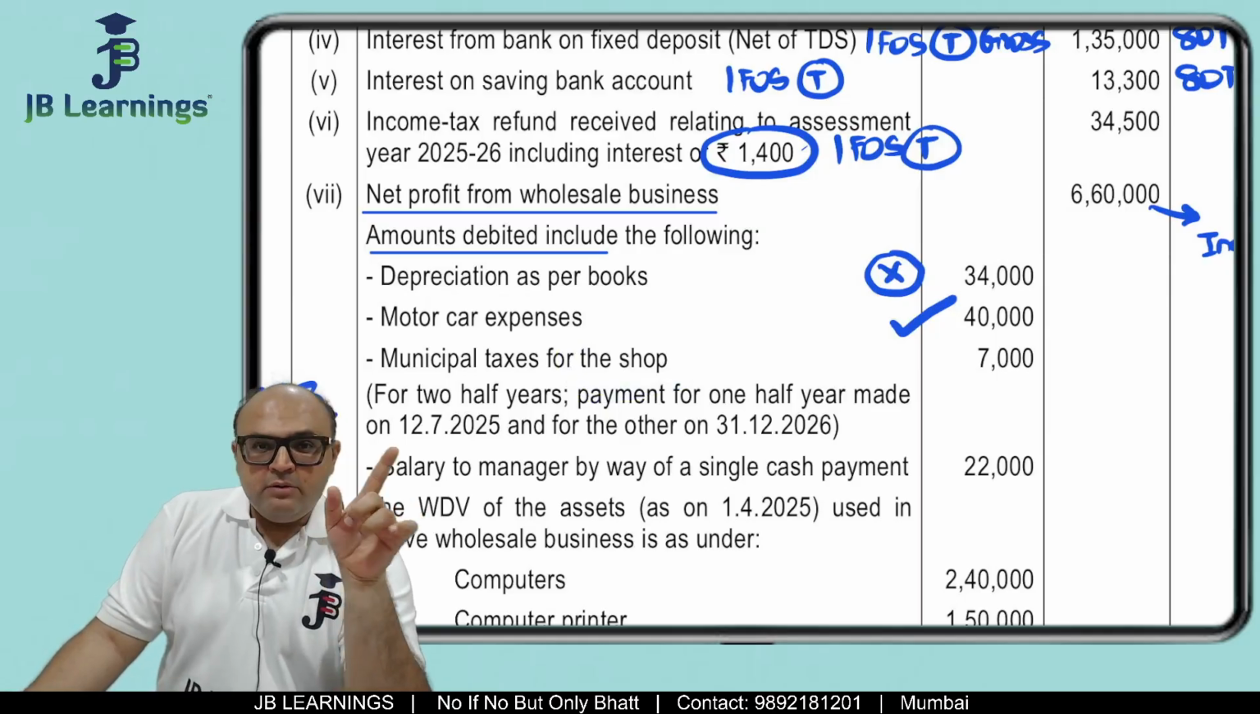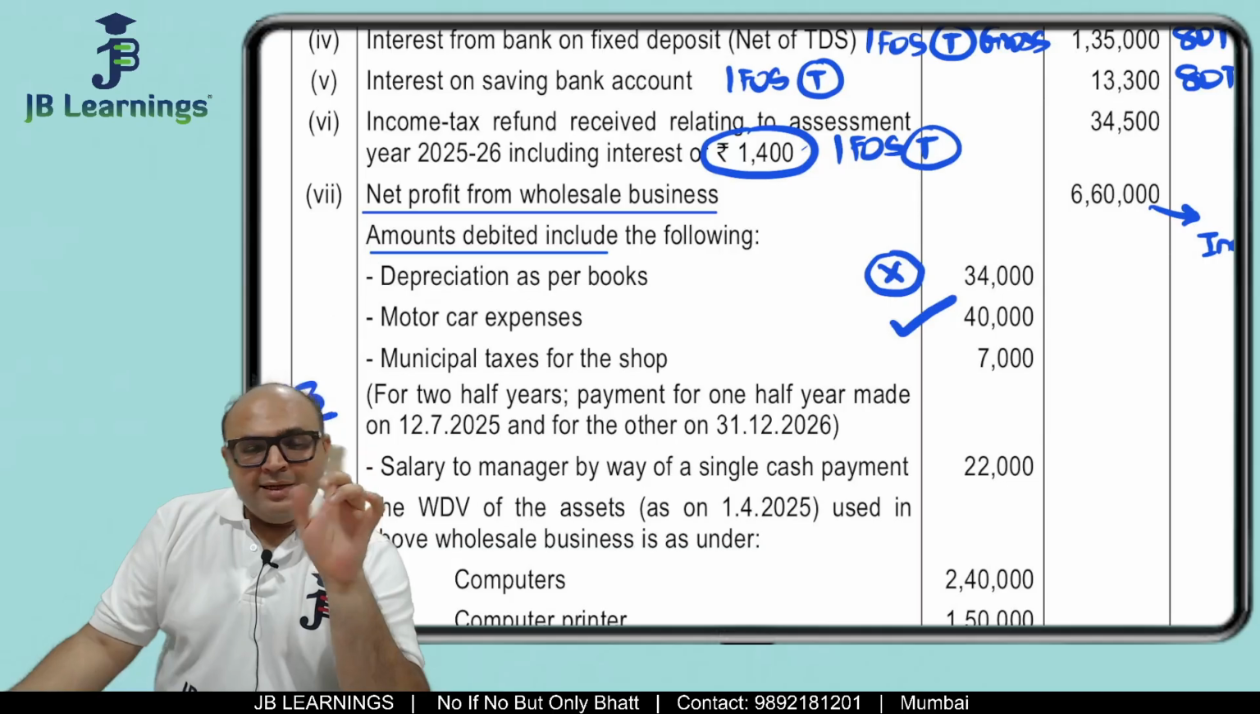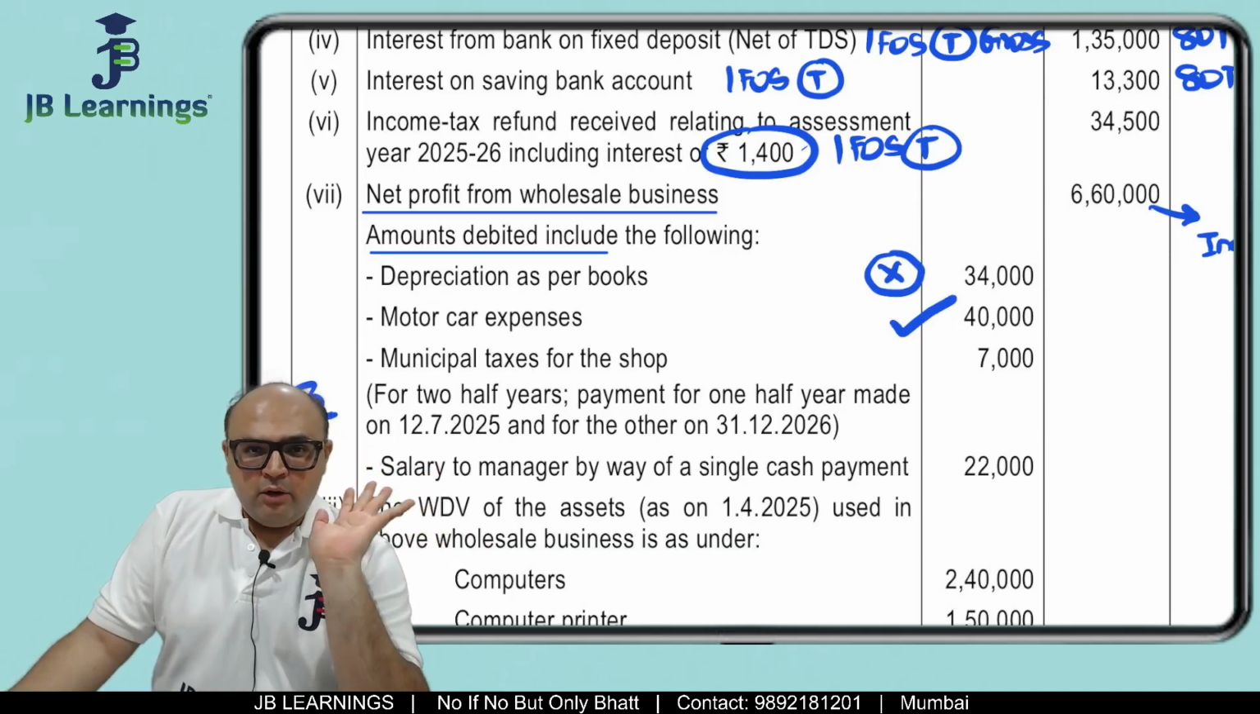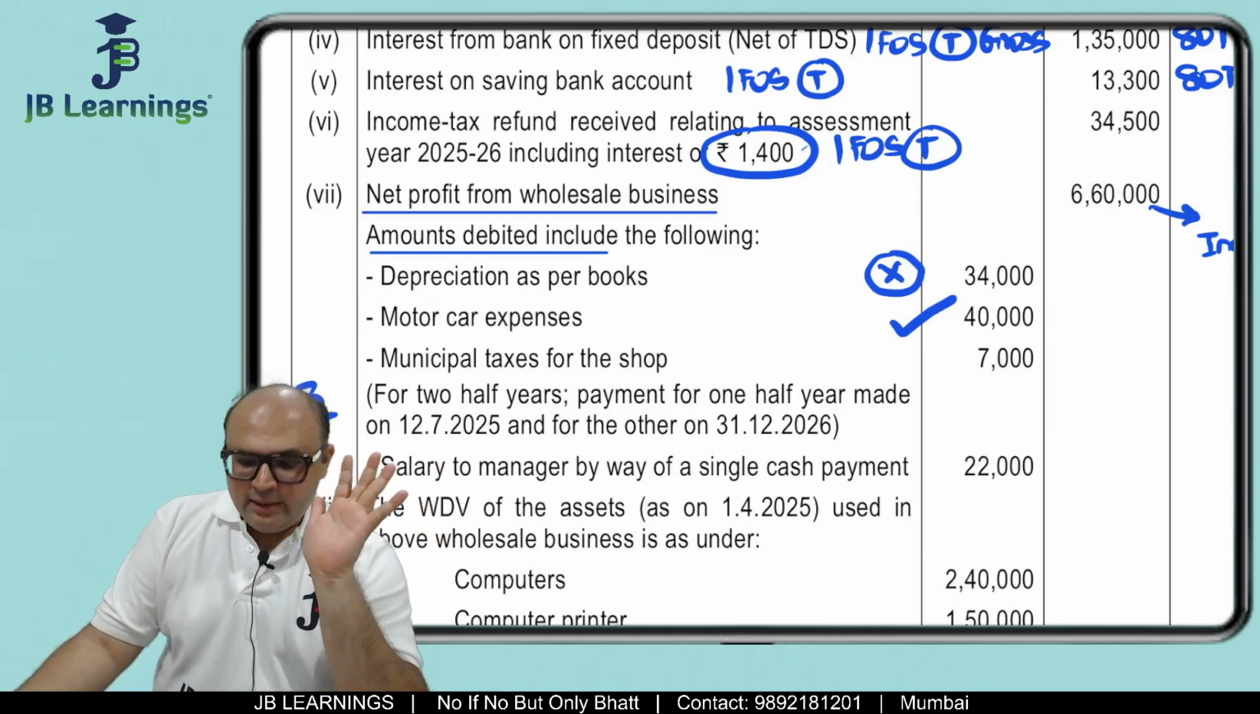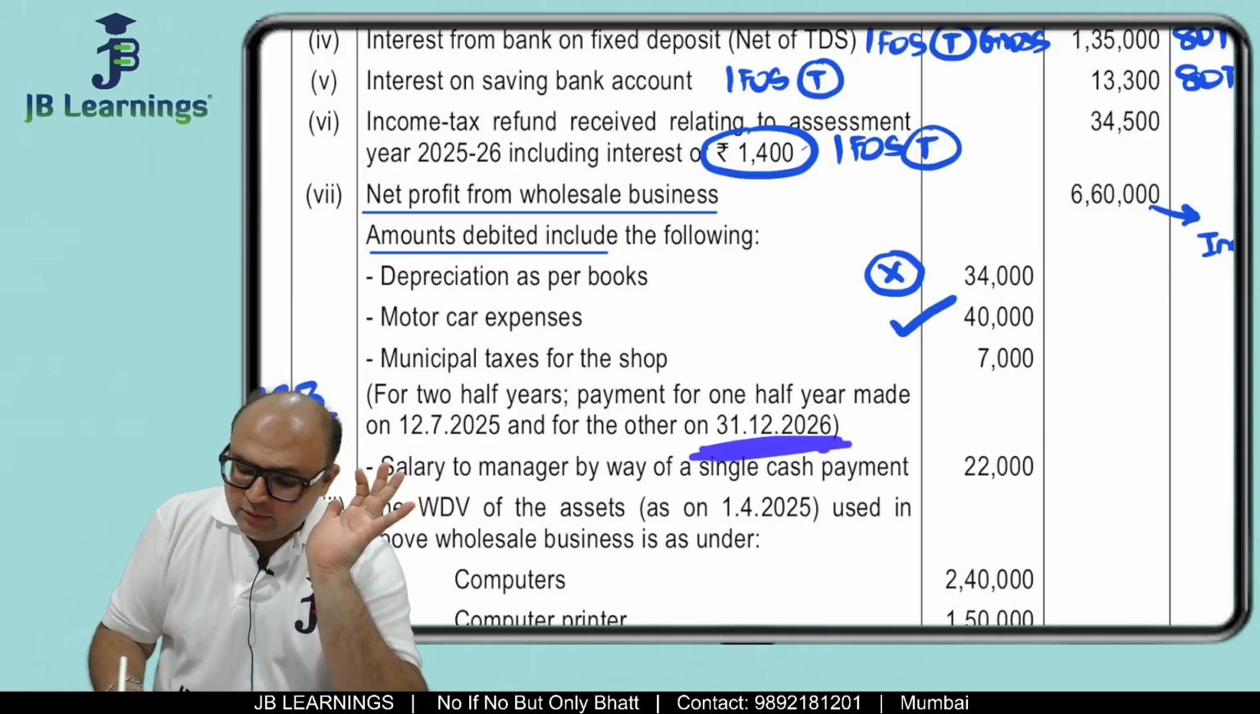But in PGBP, taxes should be paid, then only they are allowed. If they are outstanding, they are not allowed. They should be paid up to the due date of return filing. The due date of return filing is 31st July 2026. But this person has paid after July.